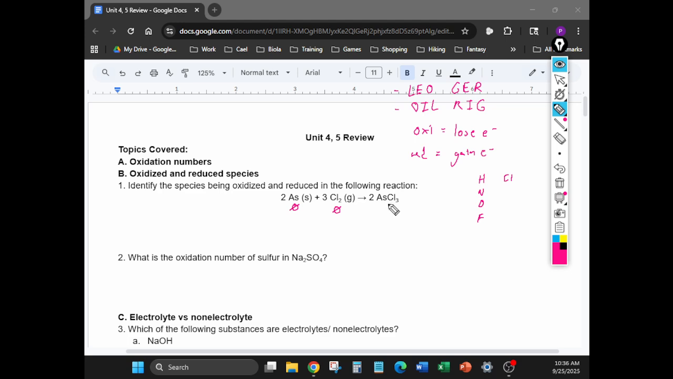Then we're going to see how it changes on the product side. Let's take a look here. We know that chlorine's most common ion is -1, and there are 3 of them, so it's going to be -1, -1, -1. That means As is going to be +3.